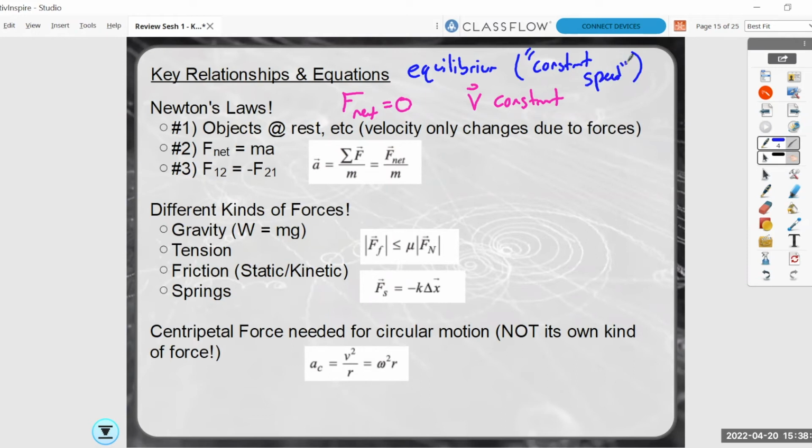Of course, the big one is the net force equals ma, F net equals ma. You really got to know that one, and writing down the net forces tends to be the hardest part there.